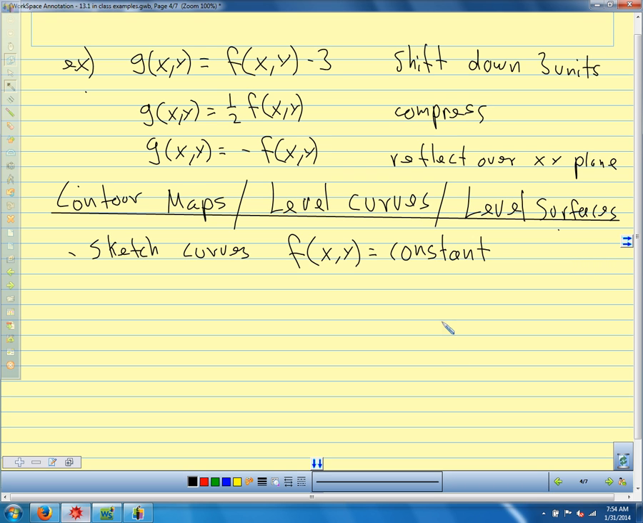Anybody think of an example of something that we use on a fairly regular basis, where we're looking at curves where some multivariable function equals a constant?